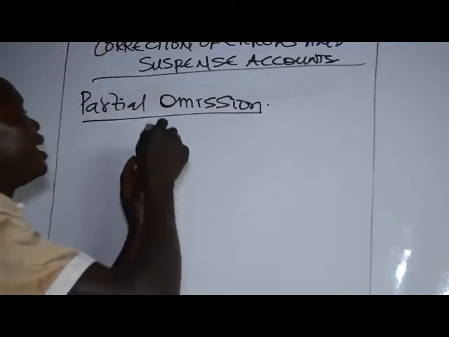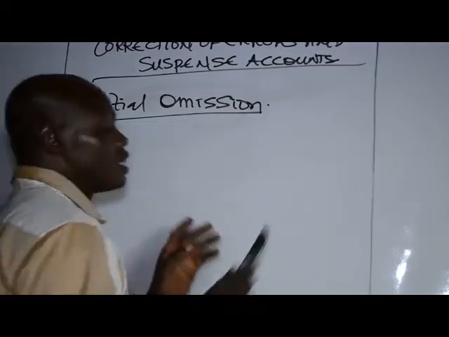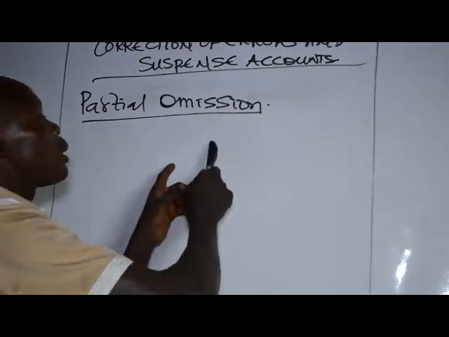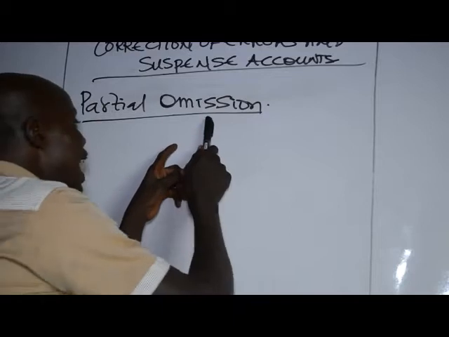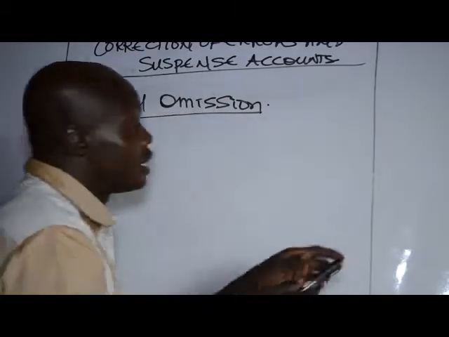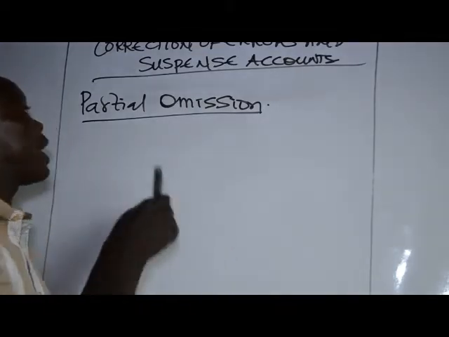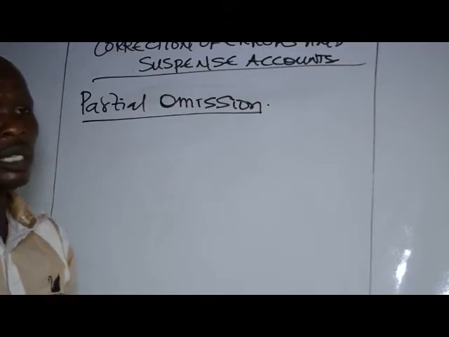Or where the transaction that has been omitted was supposed to receive a credit entry, you credit the account that is supposed to have been credited. Then the debit entry will now be the suspense account. That is how a partial omission error can be corrected.